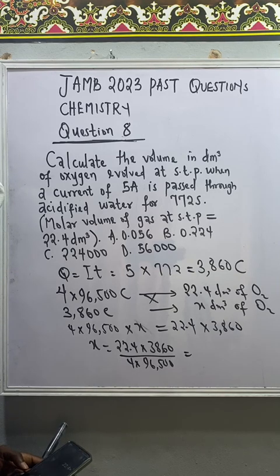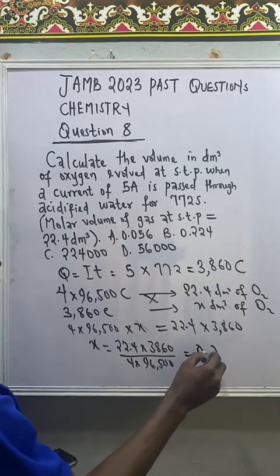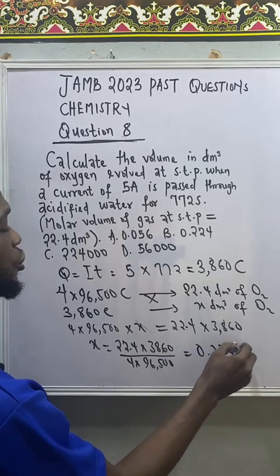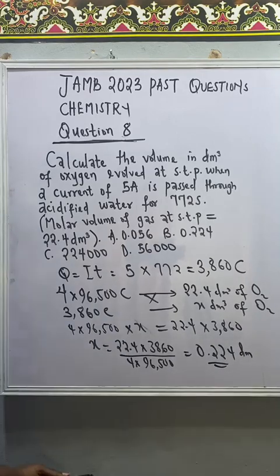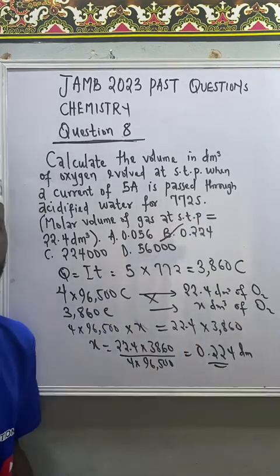22.4 times 3860, divided by 4 times 96,500. So that gives me 0.224 dm³. So that means my final answer is option B. Thank you.